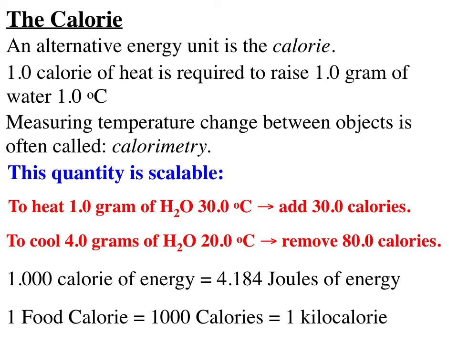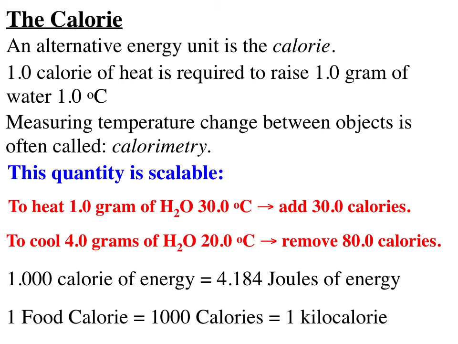So this is often used in calorimetry, where we throw substances in water and watch how much the temperature of the water changes to learn about the specific heat of the material that we're throwing in water. Probably those of you that are in the 123 lab did a calorimetry experiment where you're throwing various materials into water and looking at how their temperature changes, and in particular how the temperature of the water changes as well, to learn information about the specific heat of those materials. The calorie is scalable. If I heat 1 gram of water 30 degrees C, I have to add 30 calories. Or if I want to cool 4 grams of water 20 degrees C, I'd have to remove 80 calories to do a process like that.